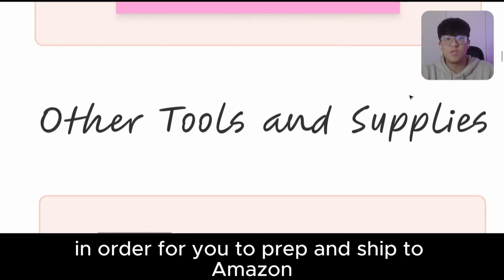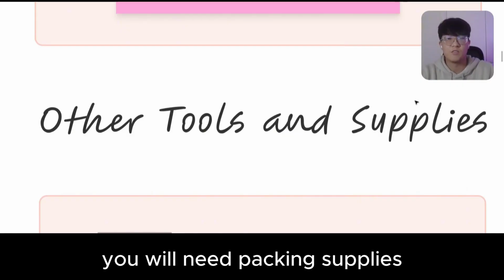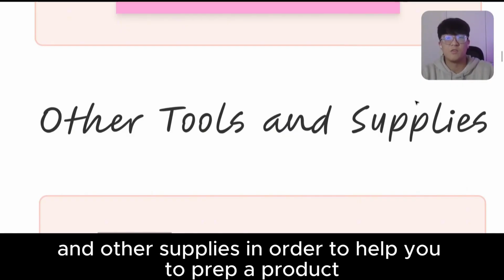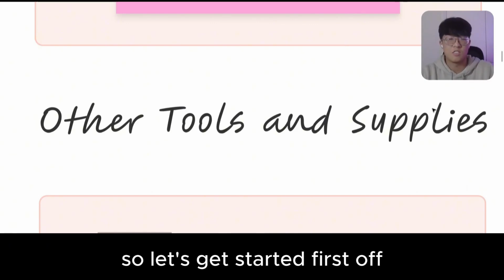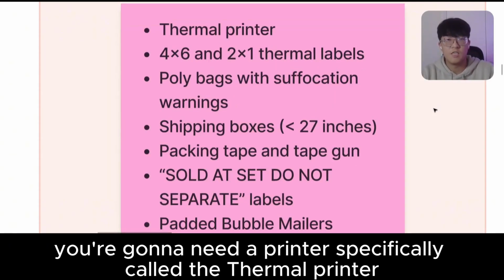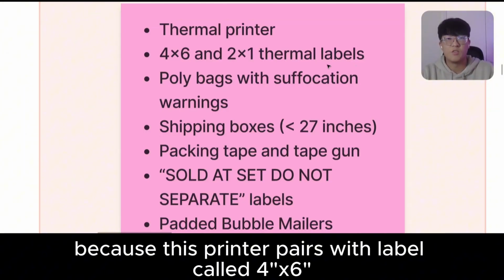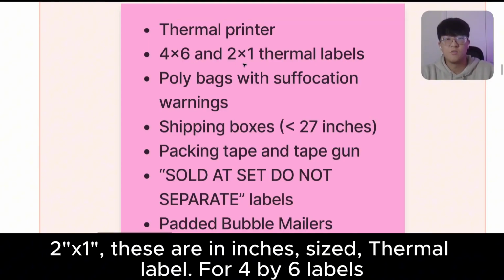Moving on to other tools and supplies. In order for you to prep and ship to Amazon, you will need packing supplies, label supplies and other supplies in order to help you to prep a product according to Amazon standards. So let's get started. First off, you're going to need a printer, specifically called a thermal printer, because this printer pairs with labels called 4x6 and 2x1. These are thermal labels sized in inches.